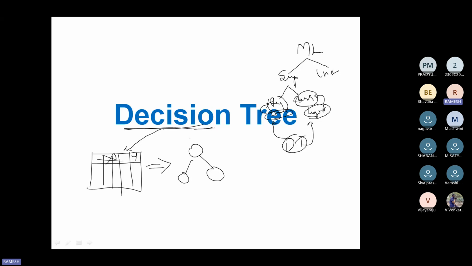In a decision tree, we form a tree, a hierarchical representation of the given data set. We know the tree contains a root node, intermediate nodes, also called attributes, and at the end we have leaf nodes, like a tree format. This is the tree structure. So whatever data set is given is converted into tree format. This is the main thing of a decision tree.